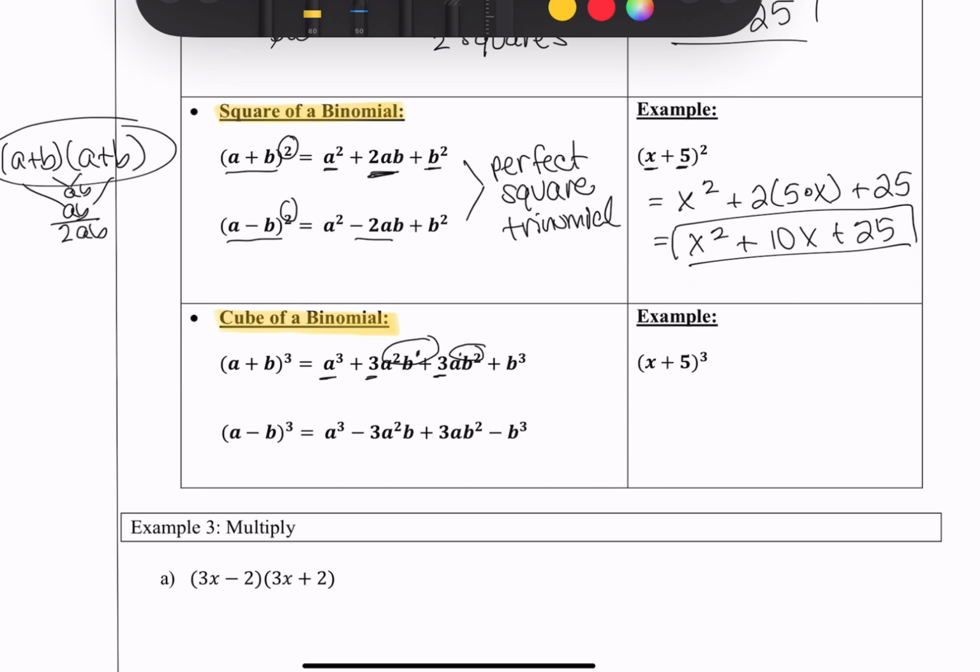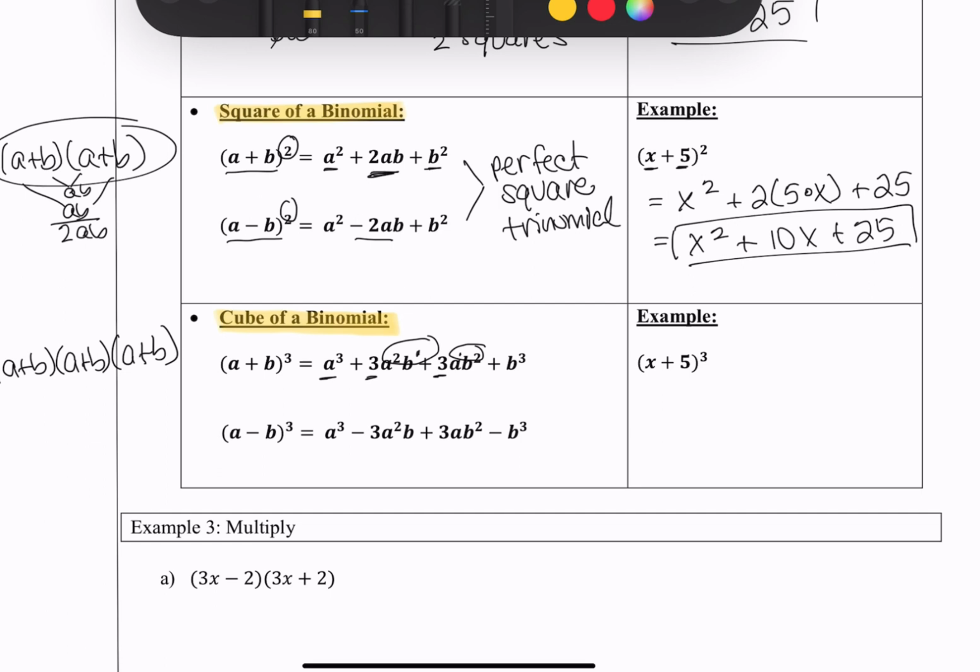And you can take the long route and you can do this. But that's going to get complicated as we move forward and have binomials raised to any power. So it's a good idea to start recognizing these patterns.